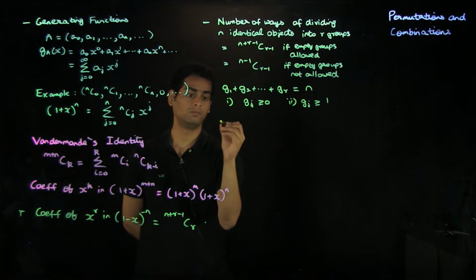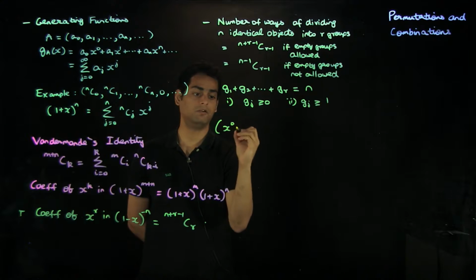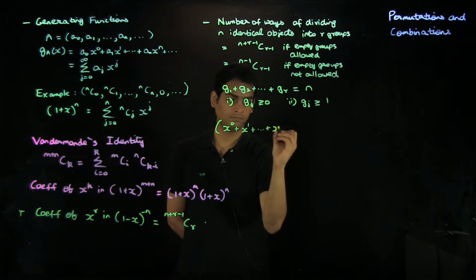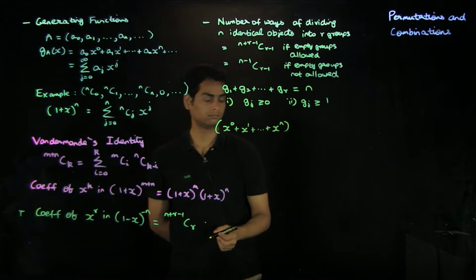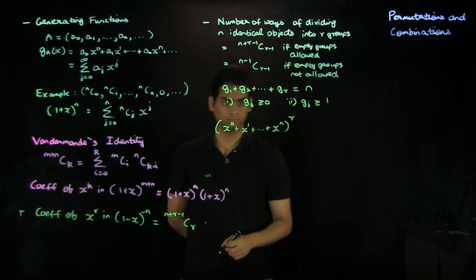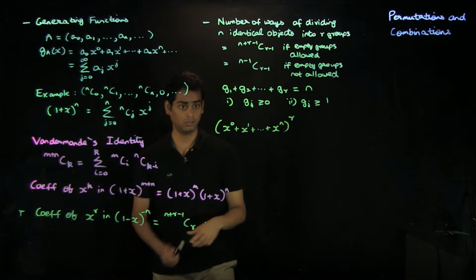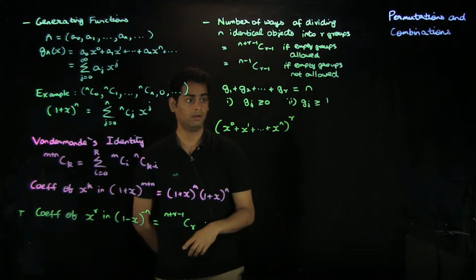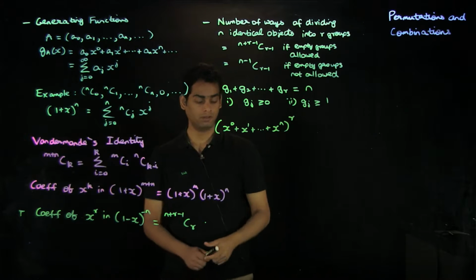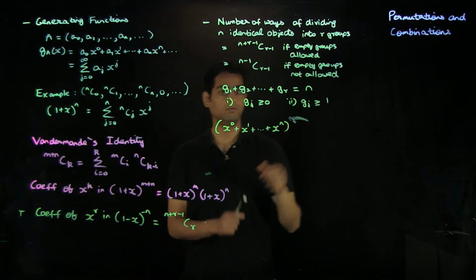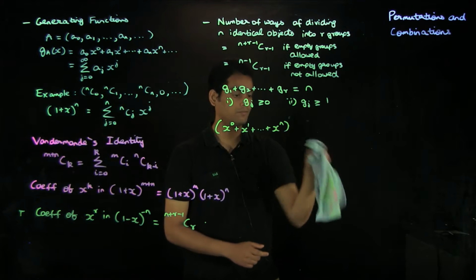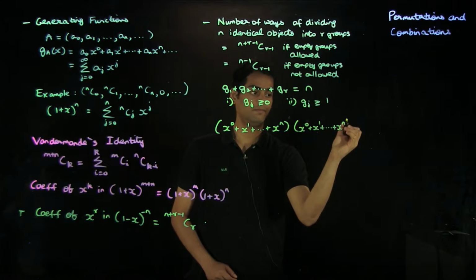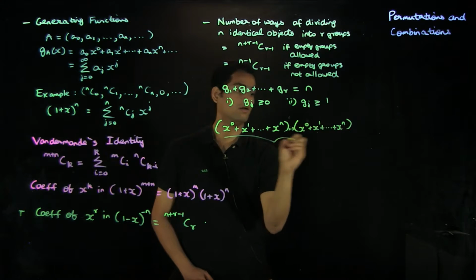So consider the function (x power 0 plus x power 1, and so on till x power n) whole power r. The reason why we are considering this function is as follows. The exponent corresponds to the number of objects in a particular group, and this exponent r corresponds to the number of groups. If you wanted to expand this out, we would write (x naught plus x power 1 plus so on till x power n), and this product would be for a total of r times.